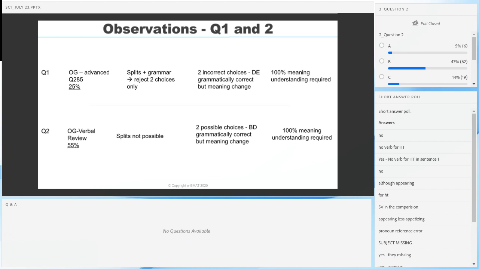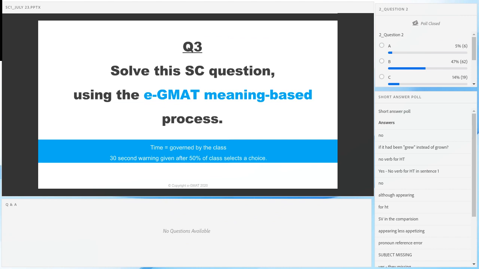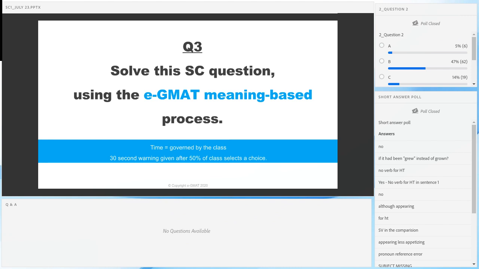A little observation here. Of course, this sentence had a longer portion underlined compared to the first question. Again, here splits was not possible because the answer choices were differently worded. So of course, that's not the method that we can fall back on. But once we understood the meaning of the sentence, it was so very easy for us to see that choice D did not stand the chance to be the correct answer because it did not present the intended meaning, right? So only on the basis of that information, we could reject choice D and we could select choice B. So with this, we have come to the end of two questions, and now we have two more questions to go in this session.